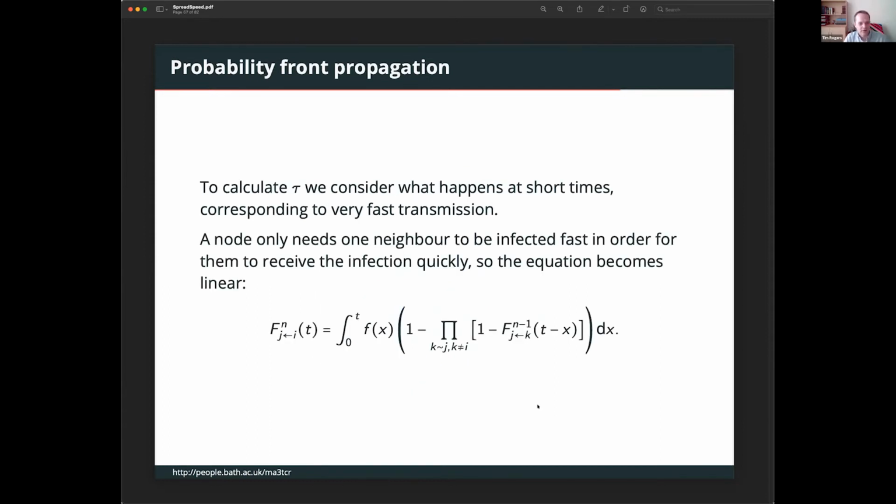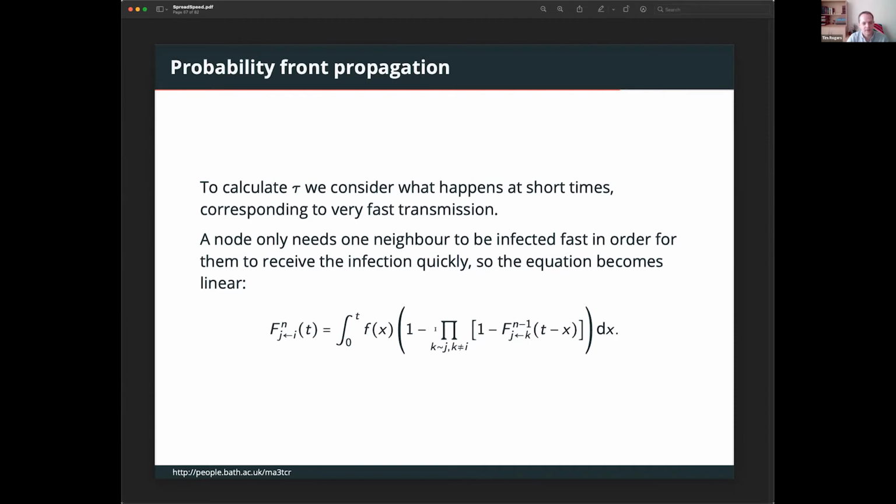Okay. So I'm going to again approach it from a linear point of view. And the linearity is only present in one particular regime, which is when we think about very fast transmission. So what's the probability that I am infected very early on in the epidemic? Well, if I'm going to get the disease unusually early, I only need one of my neighbors to have got it unusually early. So there's an additive linear effect there, that every extra neighbor that I have is another chance for me to get it unusually early.